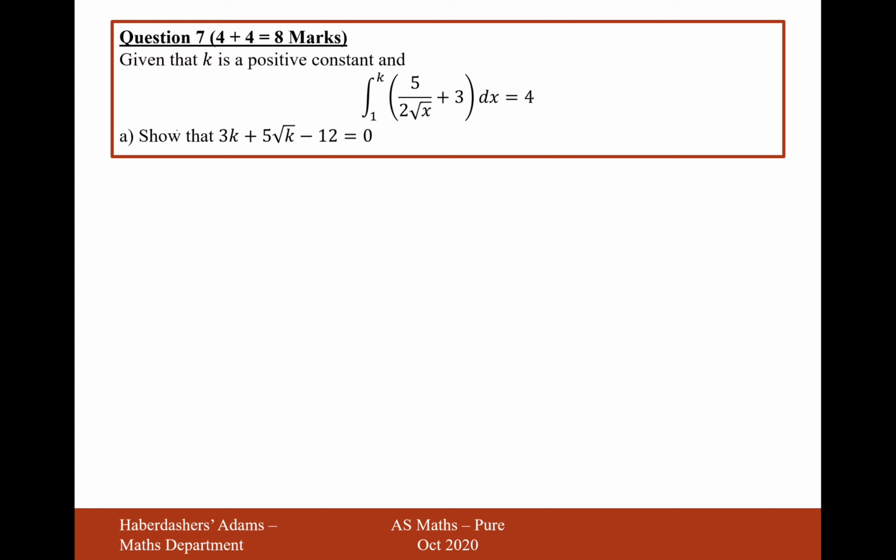Given that k is a positive constant and this integral here is equal to 4, show that 3k plus 5 root k minus 12 equals 0. Let's go through and do this integration then. So it's the integral from 1 to k.